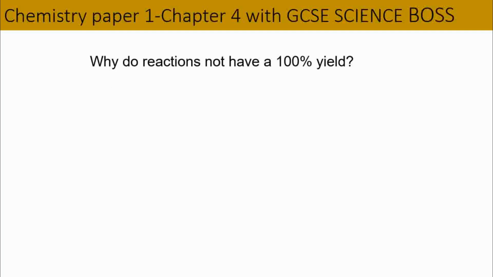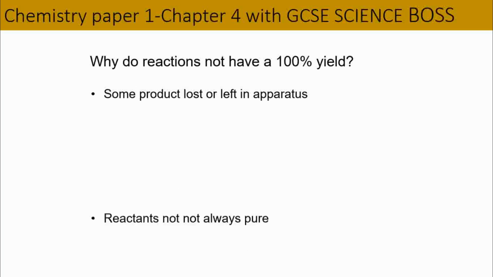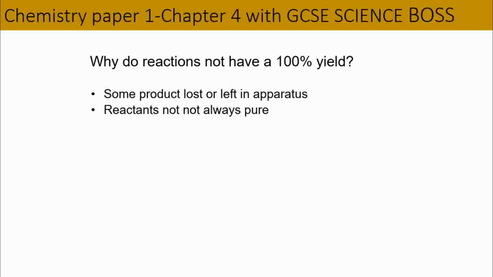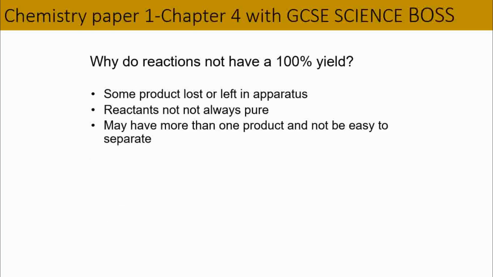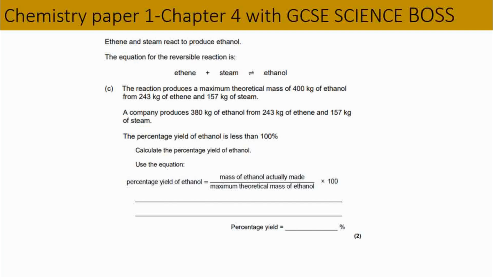Now, your percentage yield is never 100%, okay? And it's never 100% because of the following reasons. Some of the products may be left in the apparatus, or lost in the apparatus. Your reactants that you start out with may not always be pure. Also, you may have more than one product and it may not be easy to separate, or the reaction might be reversible.